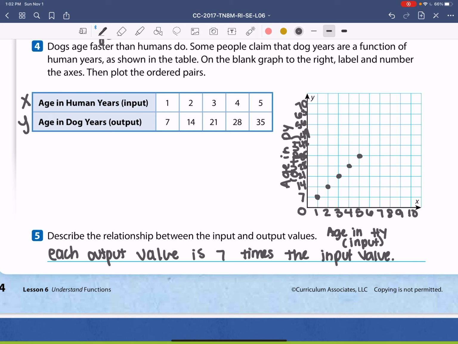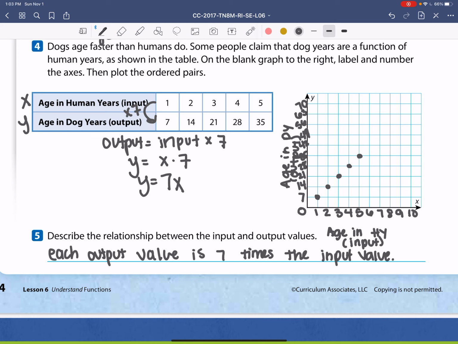And you can prove that that's true because to get from 1 to 7, I multiply by 7. From 2 to 14, same thing. 3 to 21, times 7, same thing. So every time I want to get from an input to an output, I just know that my output is going to equal my input multiplied by 7. And we know our output is our y, our input is x times 7. So that would give us an equation here of y = 7x.